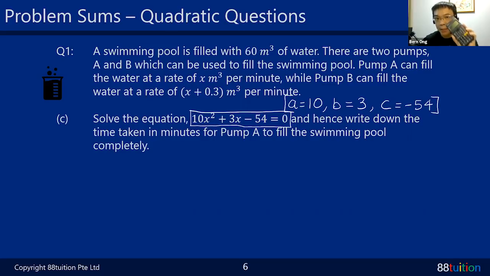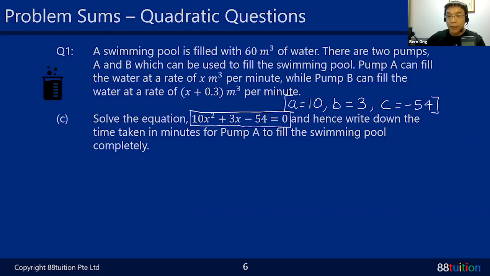So back to your calculator, Casio FX97 SGX. Your A, you press what? You press 10, you press equal. Then here, they ask you for the second one. You press 3, you press equal. C, you press negative 54, press equal. What do you get? You press equal again. Oh, decimal, 2.17 and all this. Wow, very long answer.